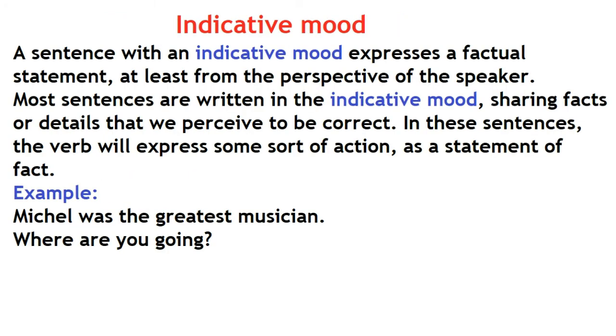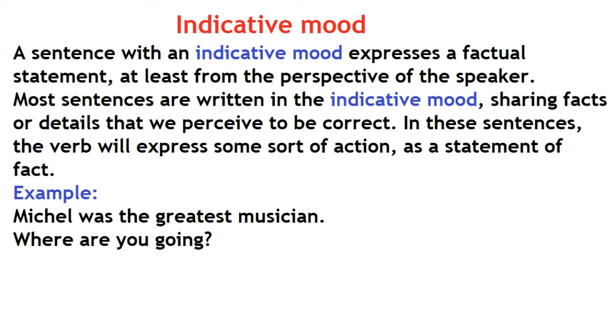Indicative mood tells the reader or listener something factual. Here factual means truthful, true or accurate, or historical or fact-based. This mood is generally used in making a statement or asking for a statement by a question. The statement can be factual or presumed to be factual. For example, Ali was the greatest musician. Where are you going? Next we will discuss the imperative mood.